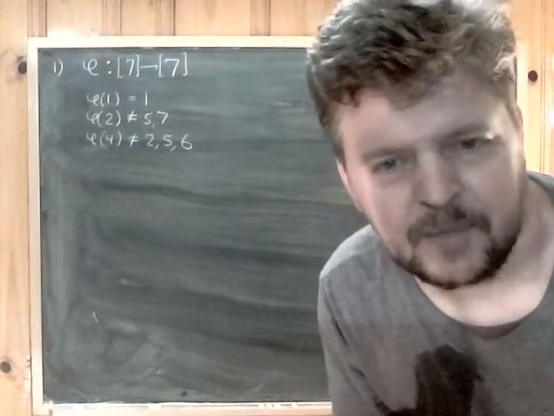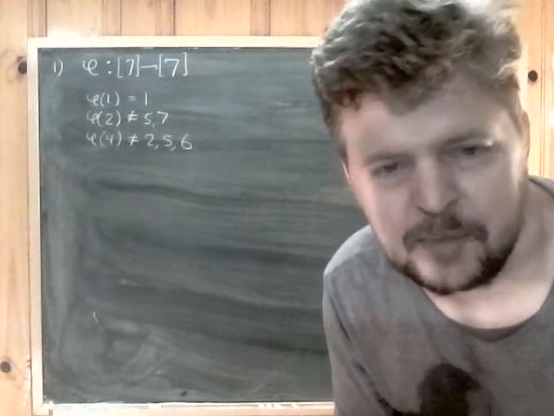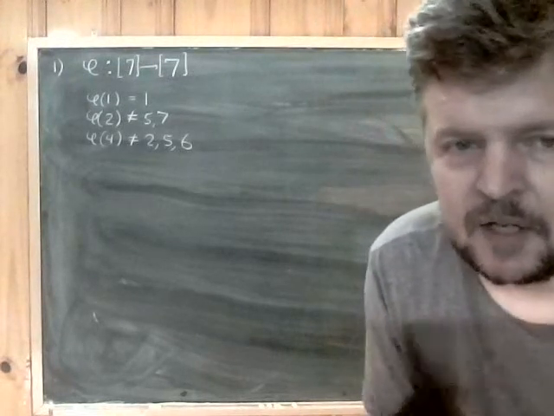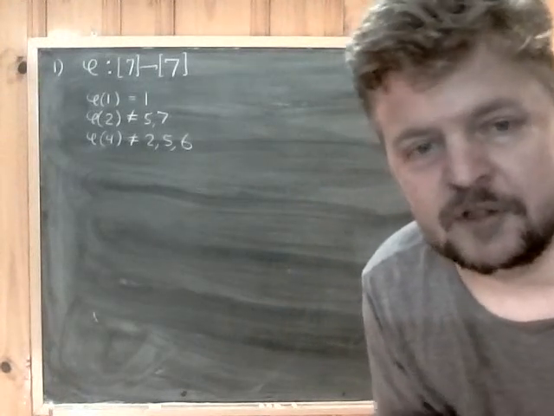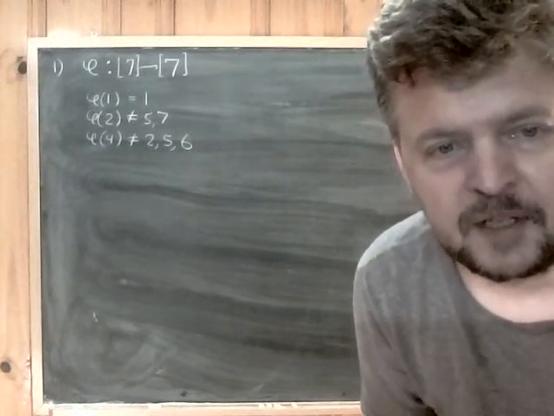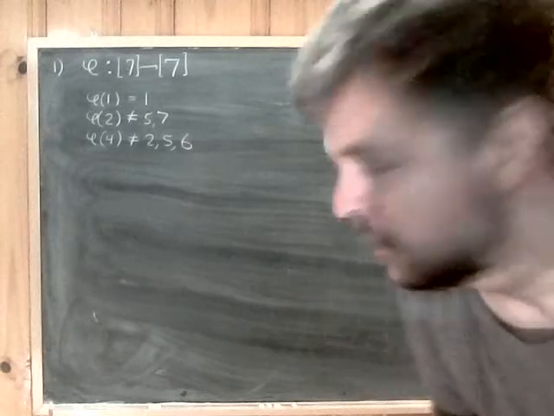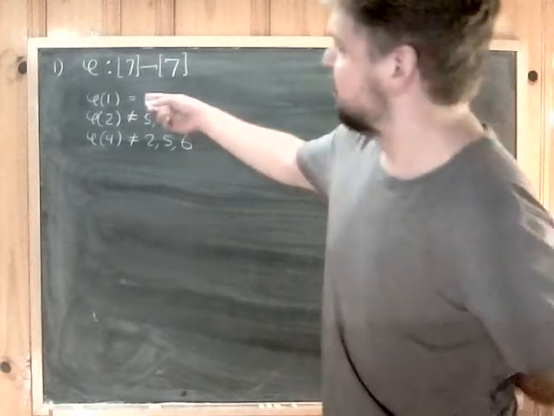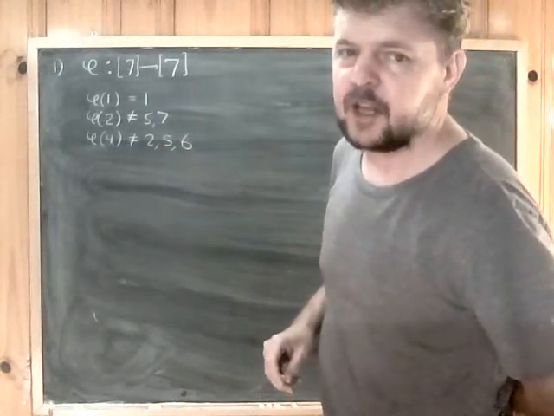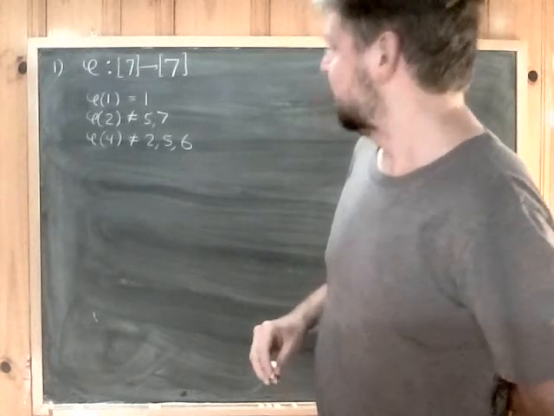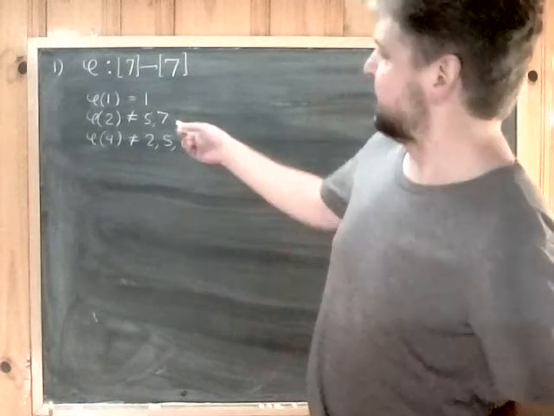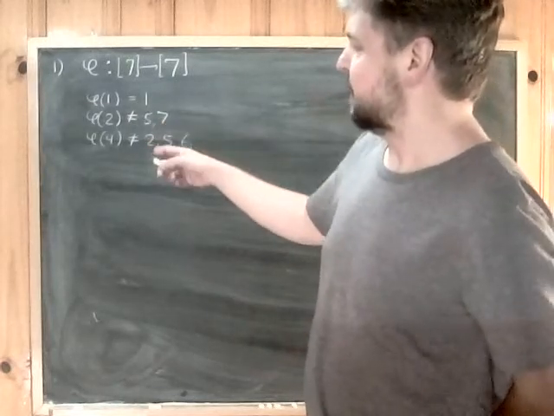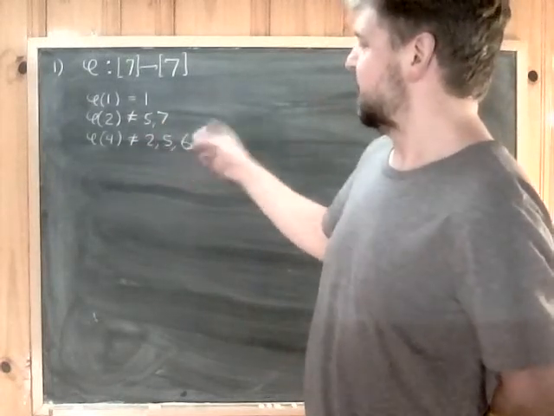First problem: we have permutations from the set of numbers 1 through 7 to itself. And there is one requirement, phi of 1 equals 1, and there are 5 rules. Phi of 2 cannot be 5 or 7, phi of 4 cannot be 2, 5, 6.